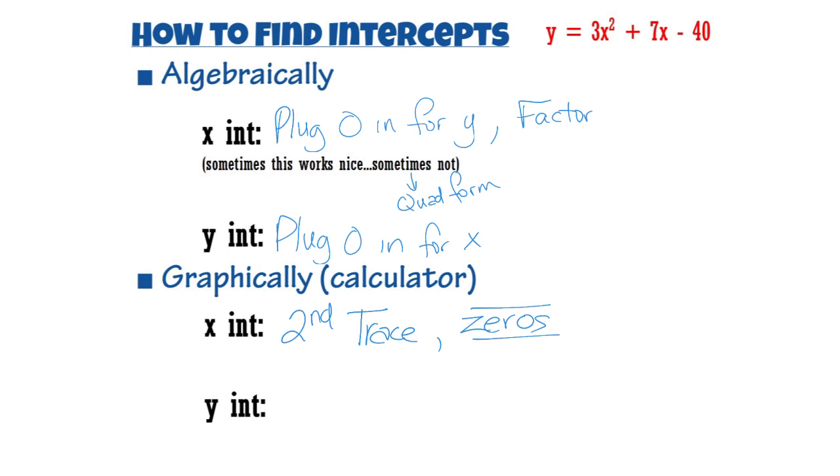The y-intercept, you're still doing the same thing. You're plugging 0 in for x, but how do you do that graphically? Well, also second trace, you're going to go to value. Value lets you plug anything you want in for x. And so we're going to plug 0 in for x.